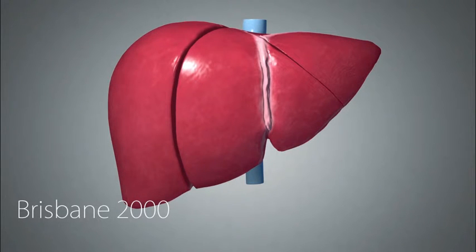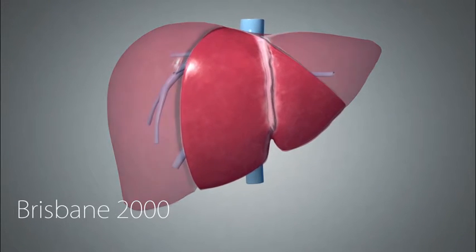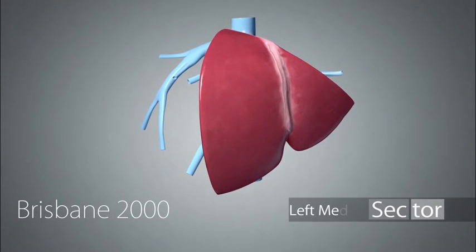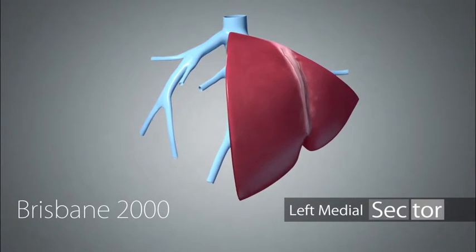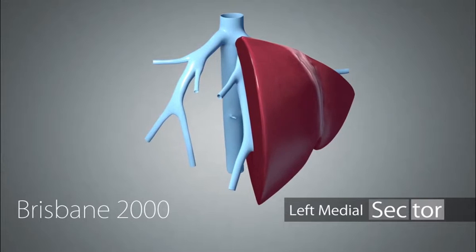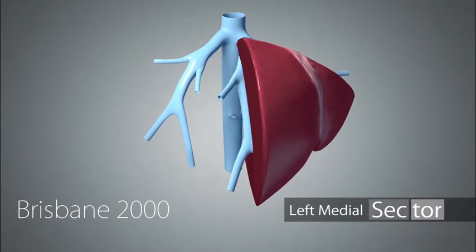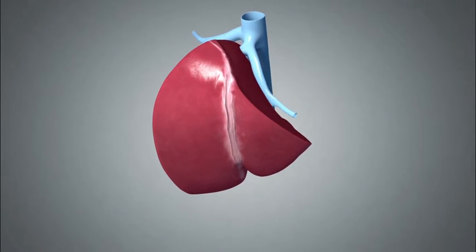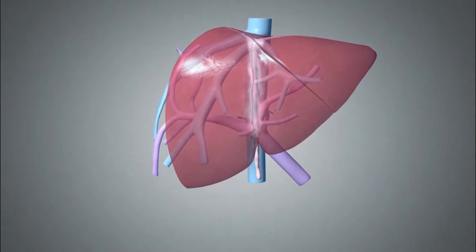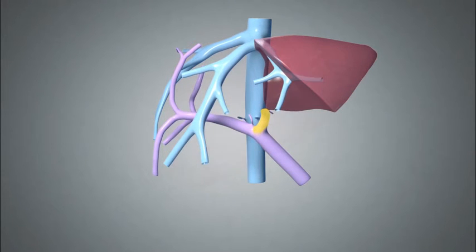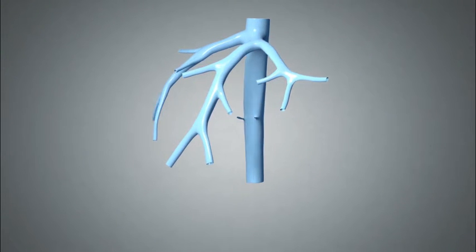According to Brisbane 2000 terminology, the left medial sector is comprised of the liver parenchyma that is situated between the middle hepatic vein and the left hepatic vein. This area of liver includes the umbilical fissure, where, as we discussed before, the left portal vein runs, and thus a surgical resection of this area specifically is not possible without removing the entire left hemiliver.